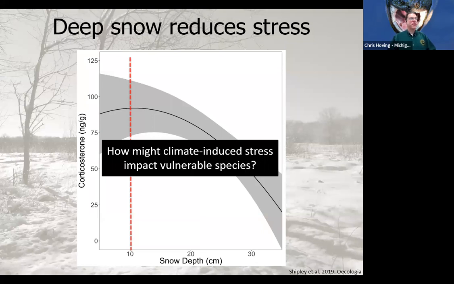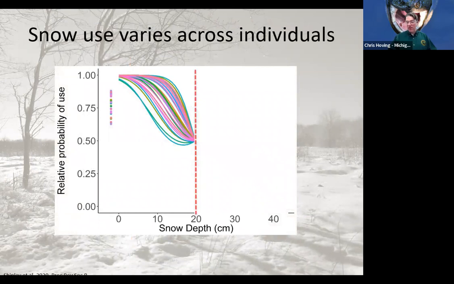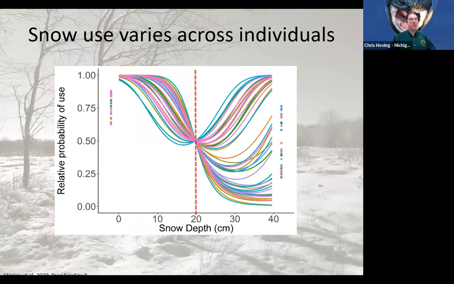So then Ben and his students looked at how this climate-induced stress might impact a vulnerable species. What they did was create some population models, which I won't even pretend to completely understand, but they looked at the variability in how different individuals in a population use snow roosting. Some will go right to snow roosting as soon as there's enough snow. Some are much more reluctant. So there's variability in how individuals use snow on the landscape. Some prefer deep snow, some avoid deep snow.